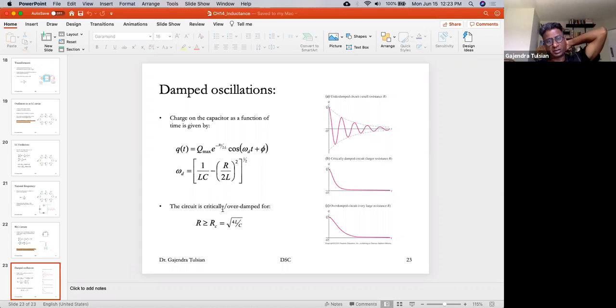So the circuit is overdamped for R greater than R_C. If R is too large, then the circuit won't oscillate. So this is a critically damped circuit. For low values of R, it'll oscillate. All right, so that covers this chapter.